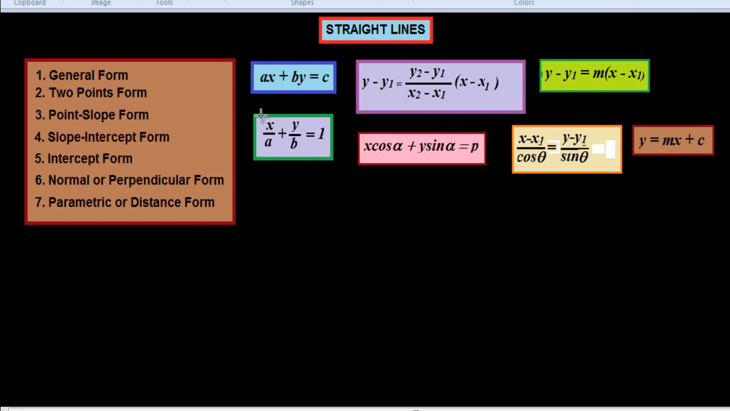And this one is the intercept form: x/a + y/b = 1. And this is the normal or perpendicular form: x cos alpha + y sin alpha = p. Now this one is the parametric form: (x - x1)/cos theta = (y - y1)/sin theta = r. So these are the different forms of straight lines. Let us see the derivation of the different forms.